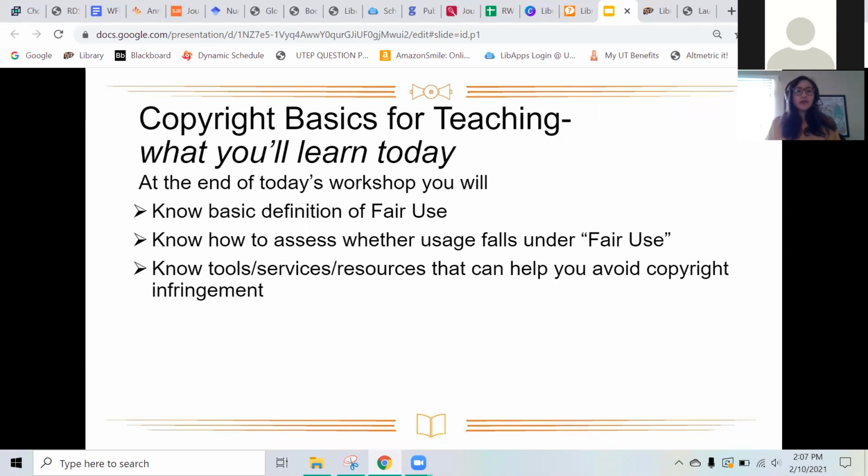So at the end of the workshop today, you will know the basic definition of fair use. You'll know how to assess whether usage of material falls under fair use, and you'll know about tools and services and resources that can help you avoid copyright infringement in the future, because that's what we want to do. We want to avoid copyright infringement and keep everything above board.